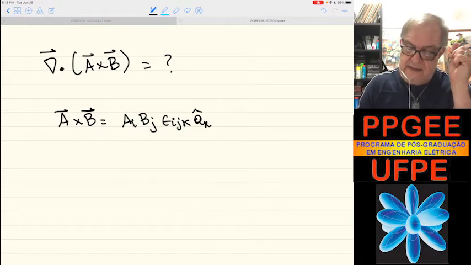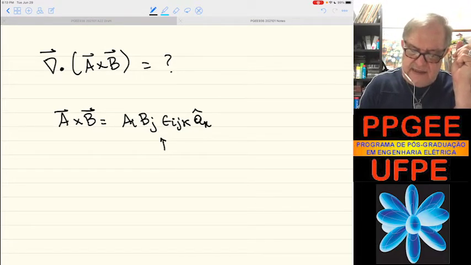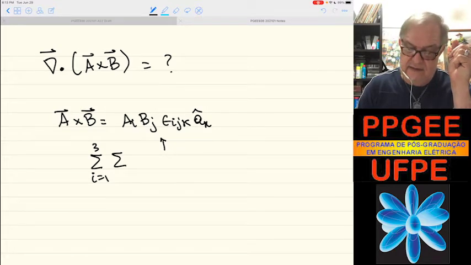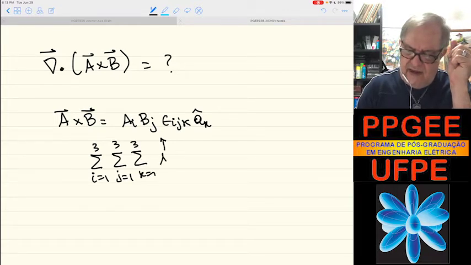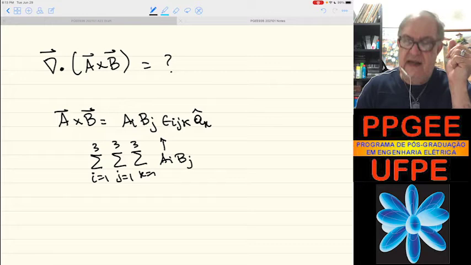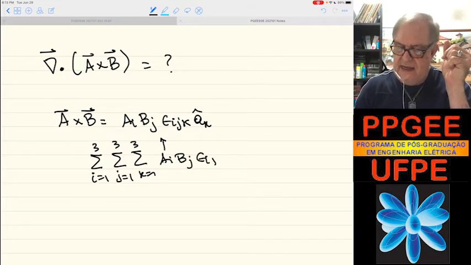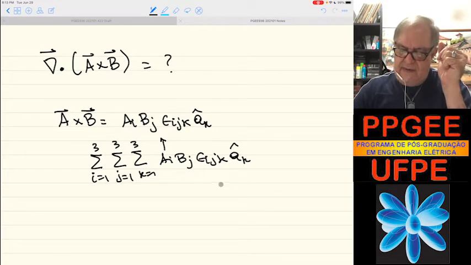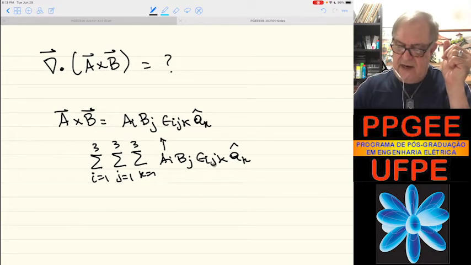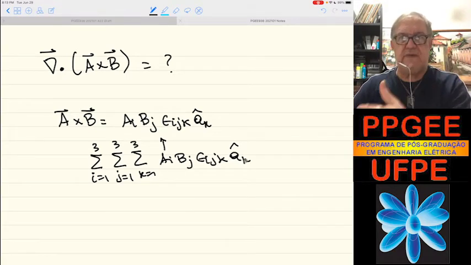So this thing here means a sum over i equals 1 to 3, sum over j equals 1 to 3, sum over k equals 1 to 3 of A_i B_j, Levi-Civita symbol epsilon_ijk a_k. So you see that our indices here are repeated. i appears twice, j appears twice, and k appears twice. So it's a triple sum.